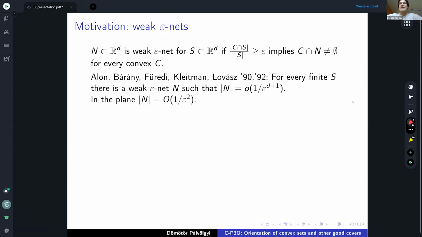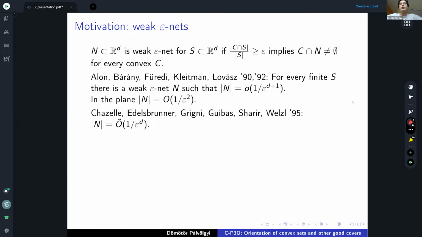Okay, and it's a classical result by Alon, Bárány, Füredi, Kleitman, and Lovász. These are two separate papers that for every finite point set, there is a weak epsilon net for these convex sets. And the first bound was very weak. In the second paper, they had a better bound. And for the plane, they could establish that it's like 1 over epsilon squared. And later, the general dimension was improved by this other group of people who proved that it's at most something like 1 over epsilon to the d. There are some polylogarithmic terms hidden there.